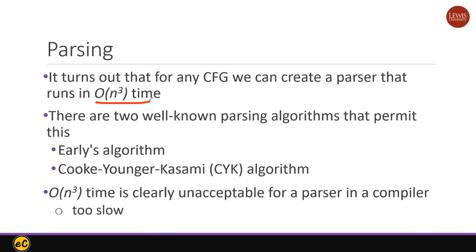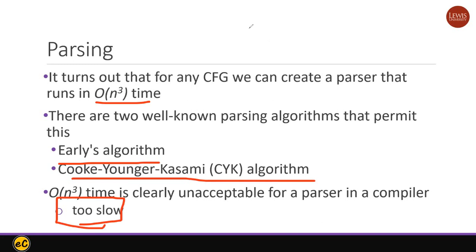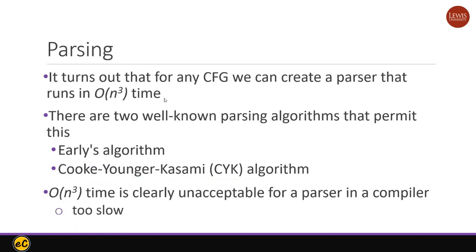But that's too slow. There are two well-known parsing algorithms. One is called the Earley algorithm. The other one is called the CYK algorithm. But these are actually too slow, so nobody uses the context-free grammar directly with these algorithms to generate it. Modern parsing doesn't do that.